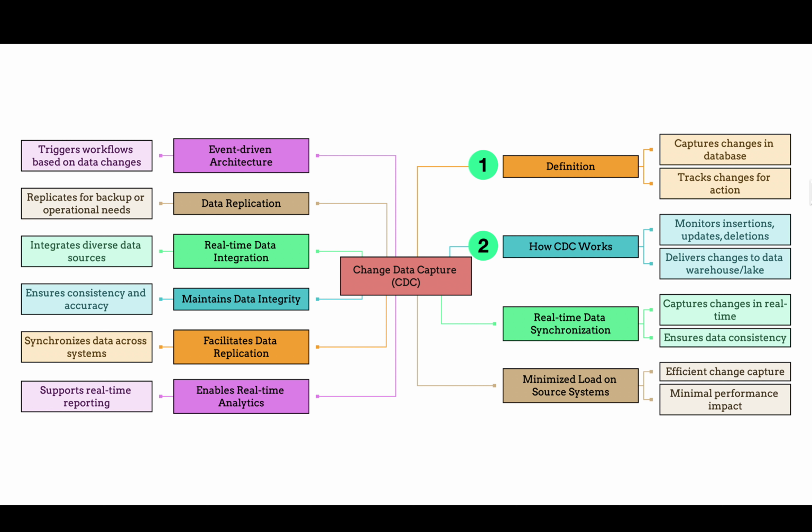It can be implemented using database triggers, log scanning, or real-time replication technology. 3. Real-time data synchronization, captures changes in real time, ensuring data consistency across systems. 4. Minimized load on source systems, efficiently captures data changes without significantly impacting the performance of the source systems. 5. Enables real-time analytics and reporting. 6. Facilitates efficient data replication and synchronization across systems. 7. Helps maintain data integrity and consistency.